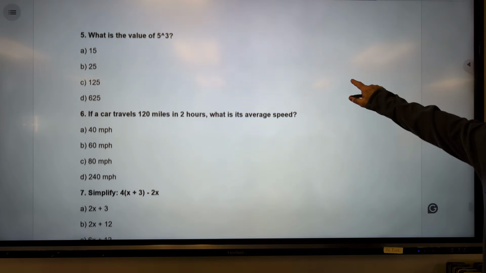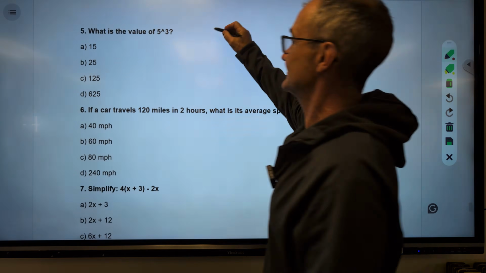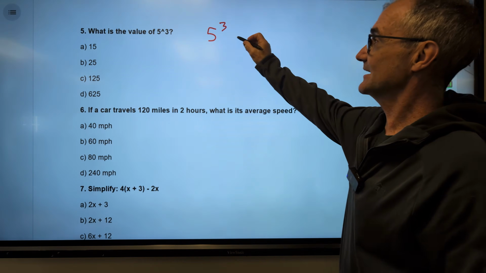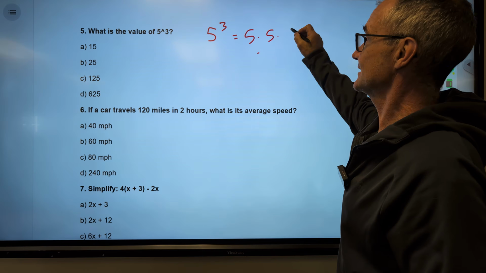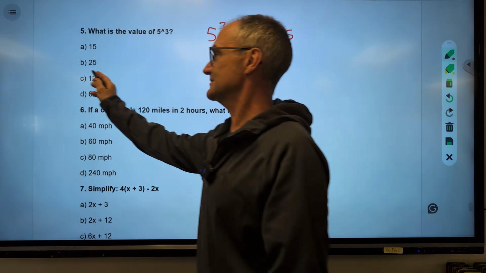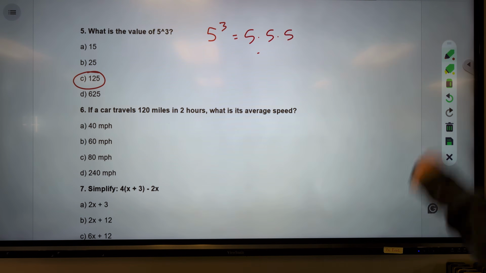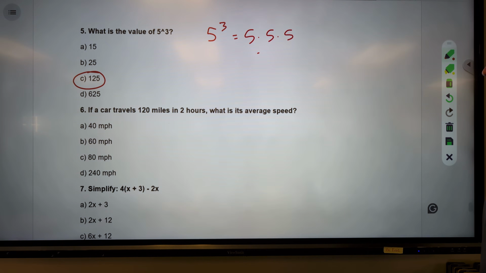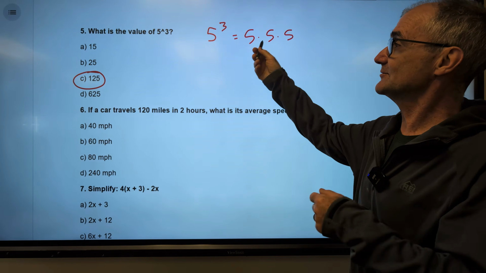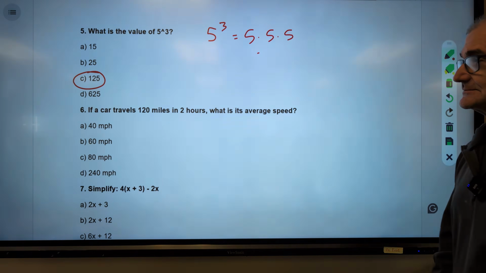All right, hopefully you're doing all of this before me. Here we are, number 5. What's the value of 5 to the power of 3? 5 to the third. That means 5 times 5 times 5. 5 times 5 is 25. Times 5 is 125. Correct answer, answer C. The deliberate distractor here is not doing 5 times 5 times 5, but 5 times 3, which is 15. That would be the wrong answer.